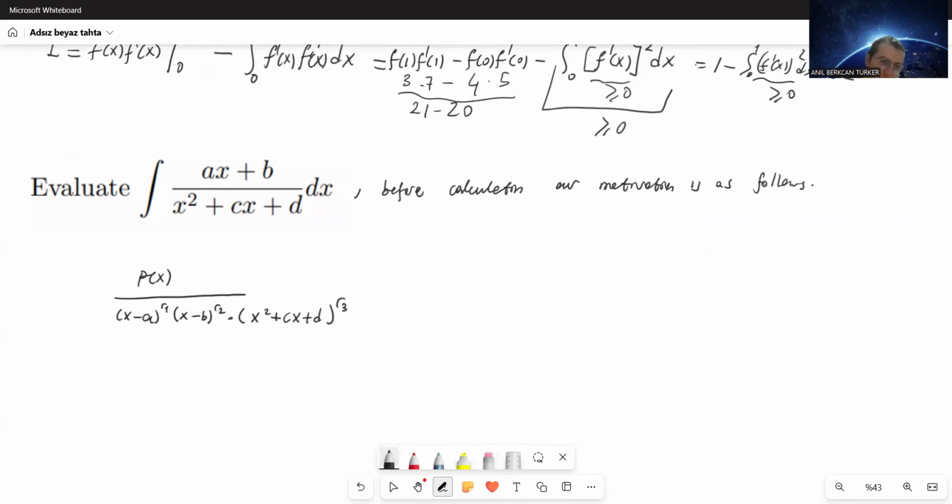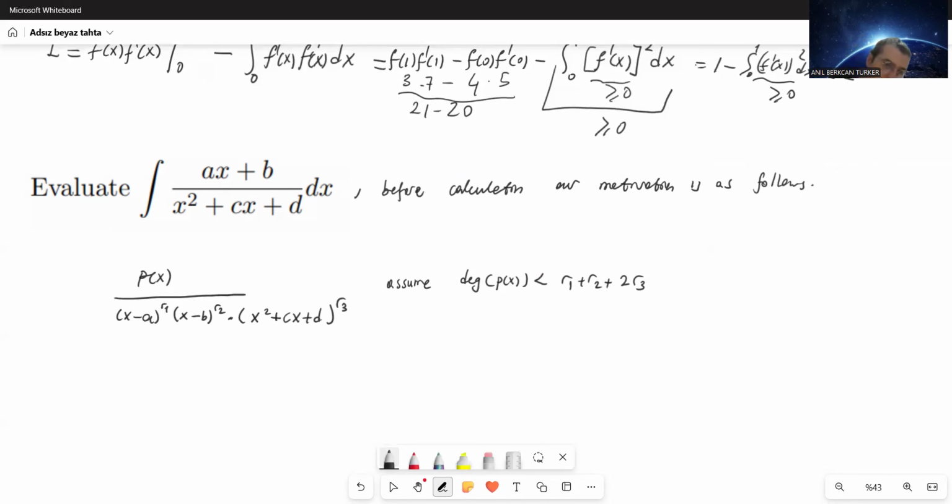So let's also assume that the degree of p(x) is strictly less than r1 plus r2 plus 2r3. Because the irreducible factor is degree 2, we have 2r3 degrees here, r2 degrees here, r1 degrees here. So their summation should be strictly bigger than the degree of p(x). Assume this happens. It's just a technicality.